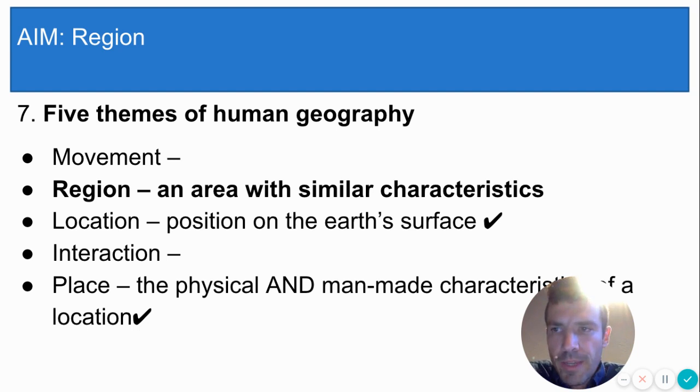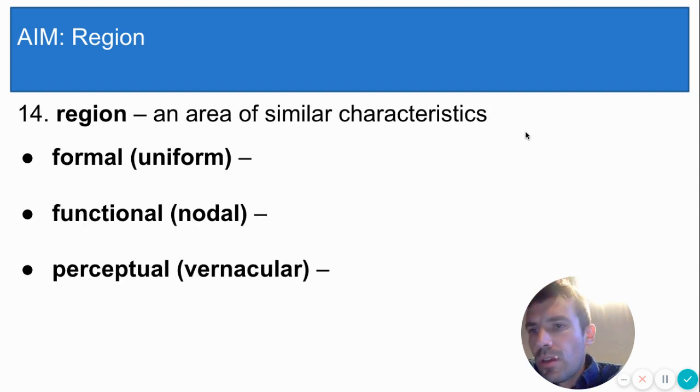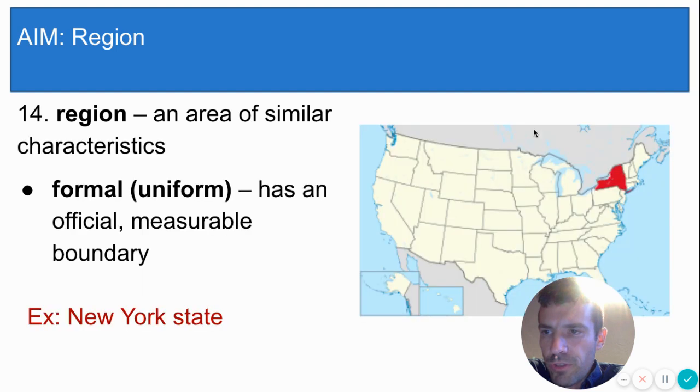Now I'm going to go through the types of regions and I want you to fill in the definitions for each. Let's start with formal regions, also called uniform regions. Formal regions have a boundary that is either official, like mandated by the government, or it is measurable, which means that we've created a measurable characteristic that all the places in that region measure up to. Let me say that again. A formal region has either an official or a measurable boundary.